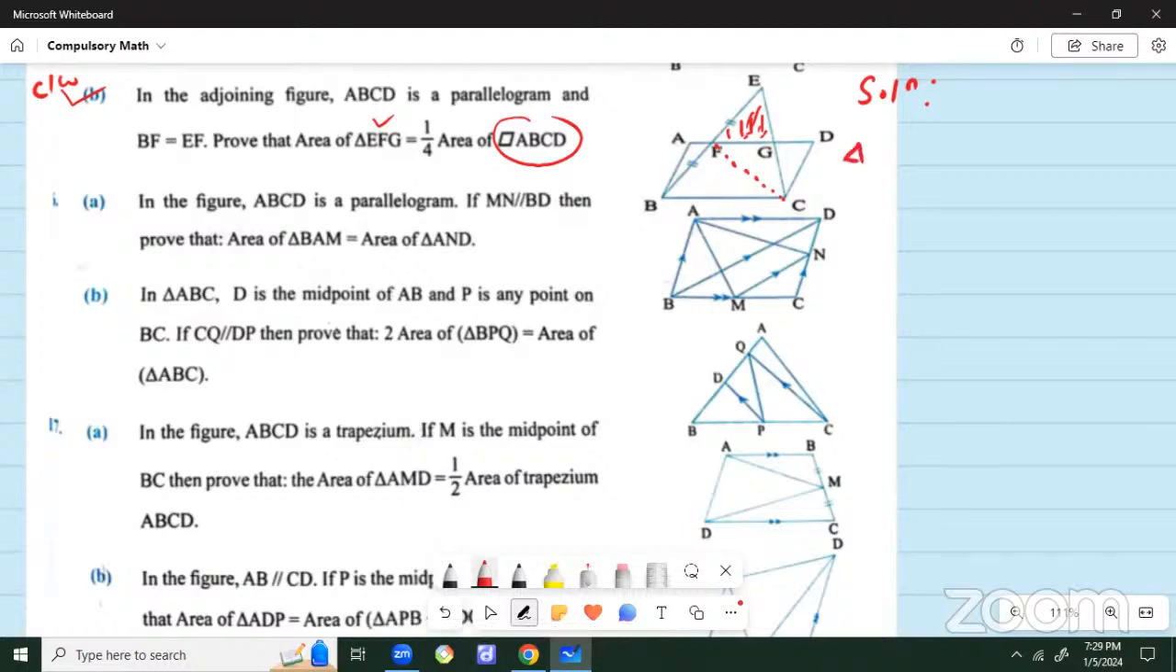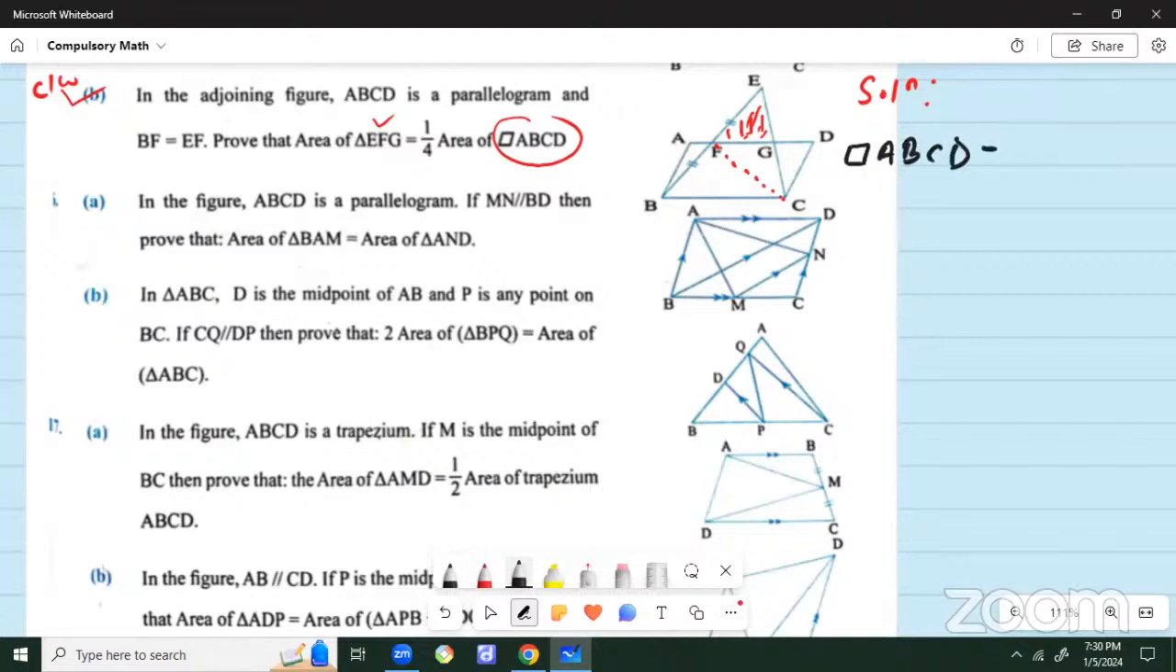Okay, so can we write here? Since we have to show the relation with ABCD, can we write like this? Can we write parallelogram ABCD?